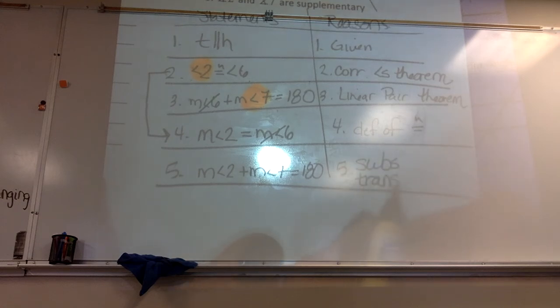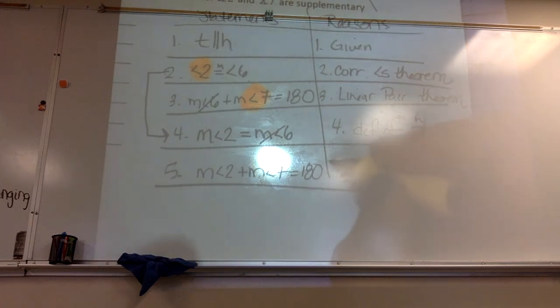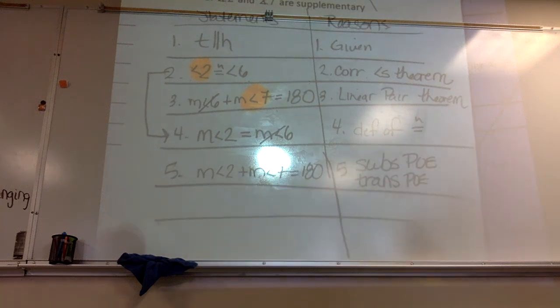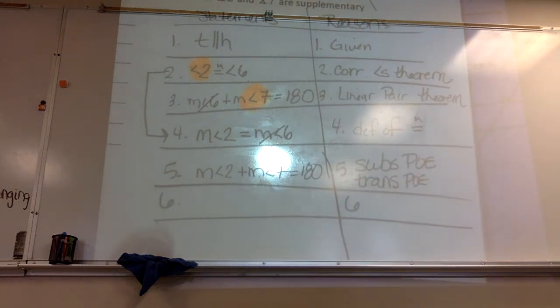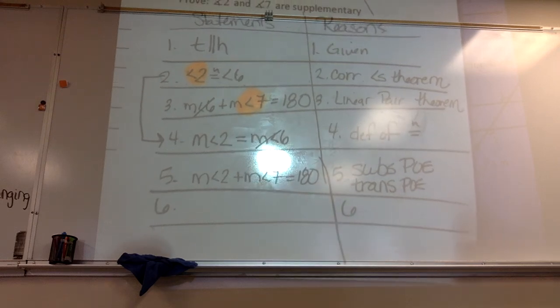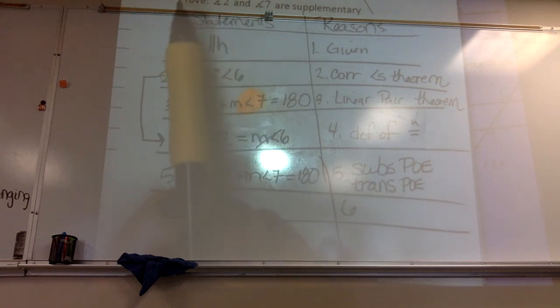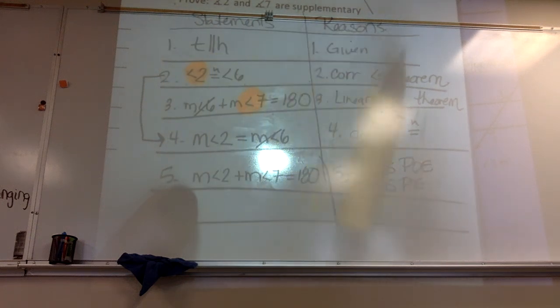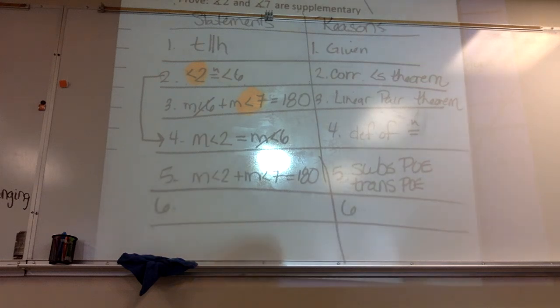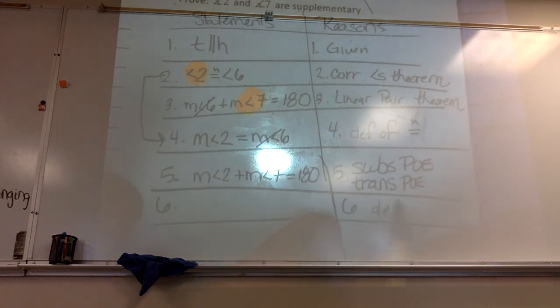And you pick if you want substitution or transitive. And then, it feels pretty good to end there, but you have to catch yourself because it's not the prove statement. The prove statement has the word supplementary in it. So how do I do that, Brendan? Definitions. Perfect.